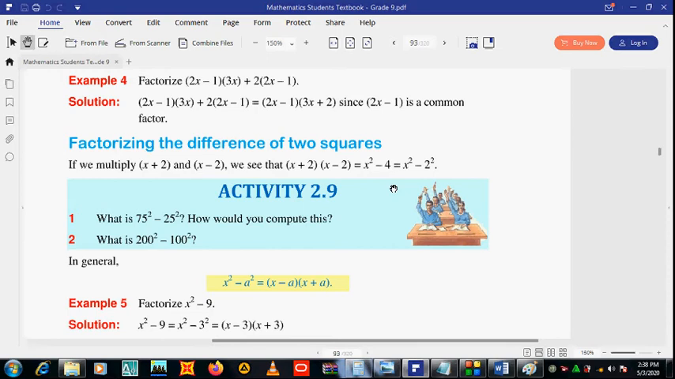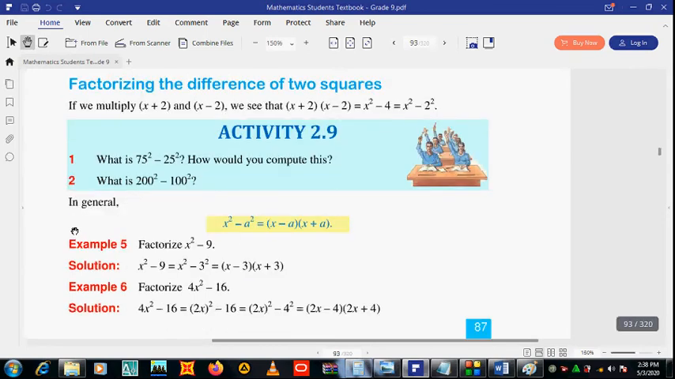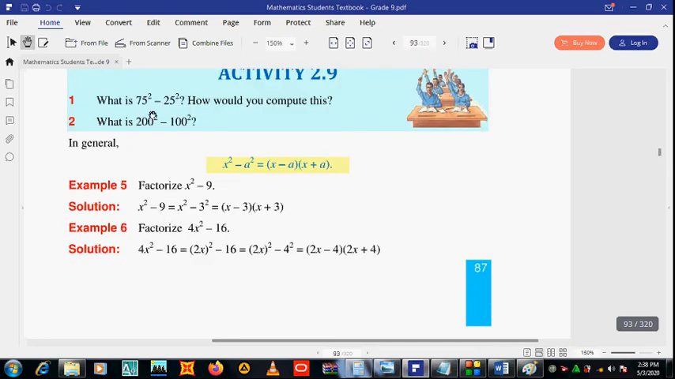A plus b into a minus b gives a square minus b square. A minus b, the whole square, gives a square minus 2ab plus b square. A plus b, the whole square, gives a square plus 2ab plus b square. In general, x square minus a square means x minus a, x plus a.